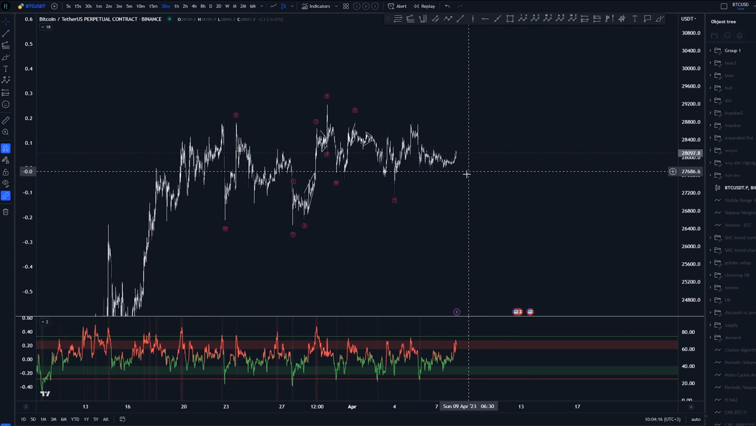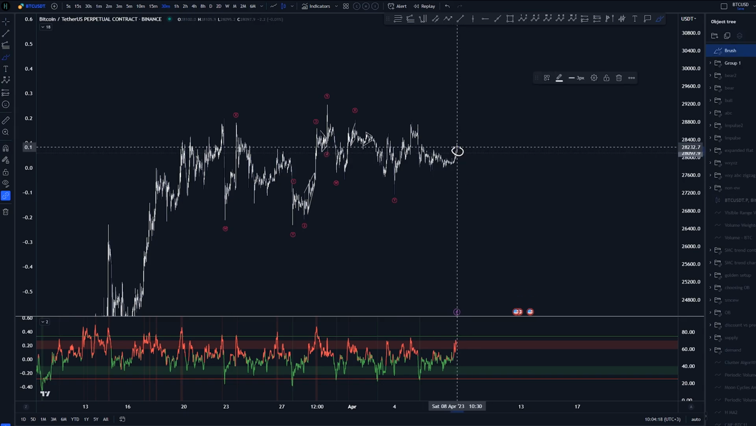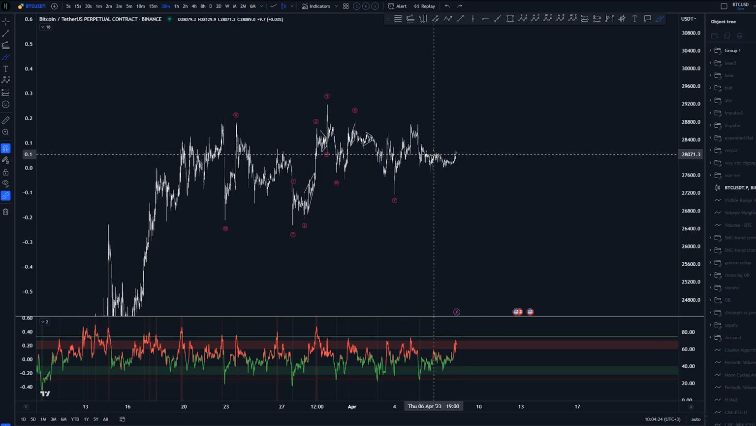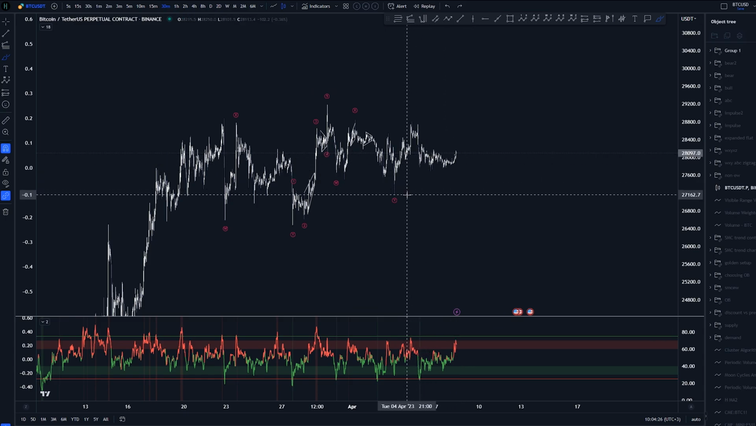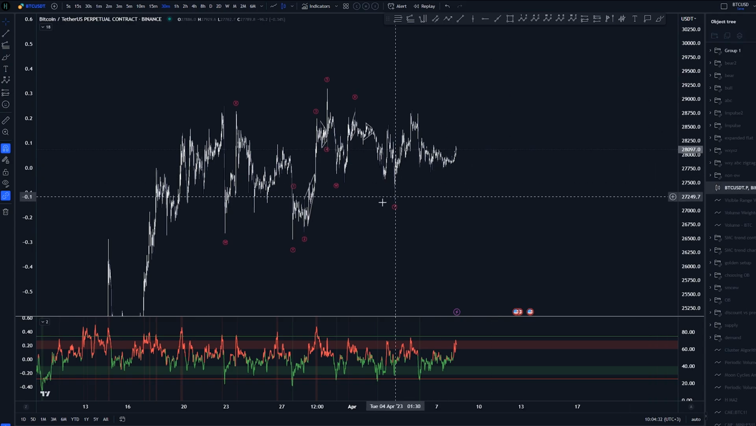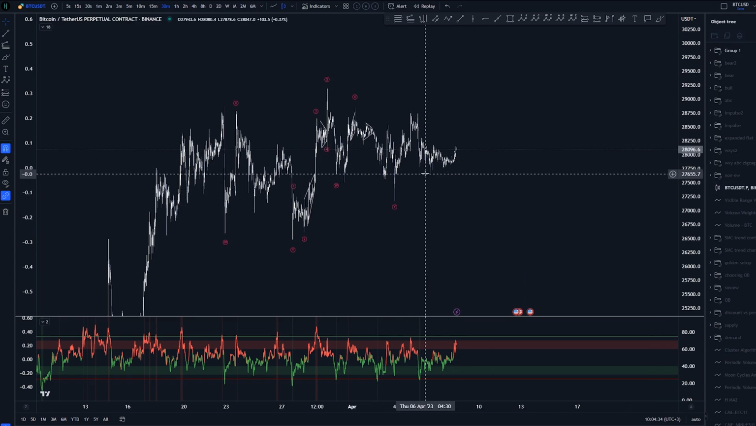At the moment, I would not be looking for long setups here. I'm still in the longs on the couple altcoins that I had at the week start. But again, they're not looking too well, and I might want to be exiting those positions sooner rather than later.